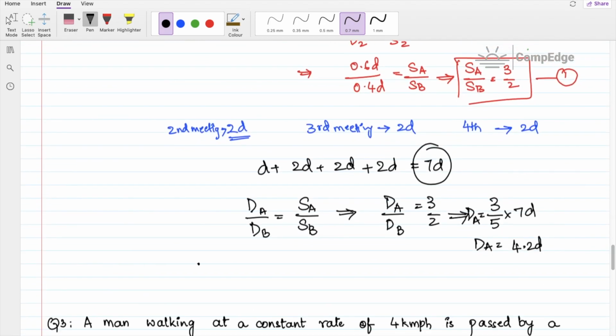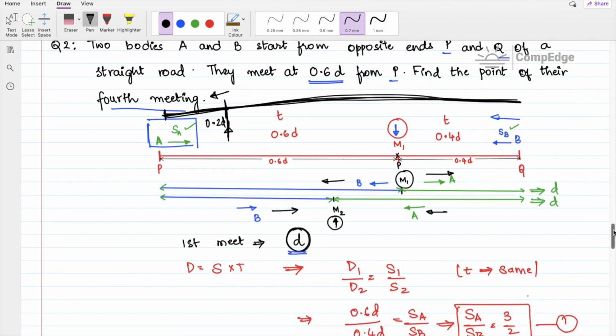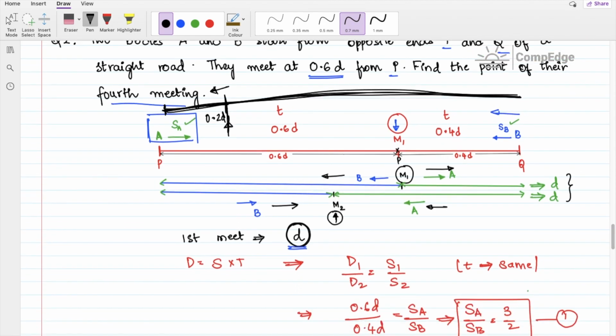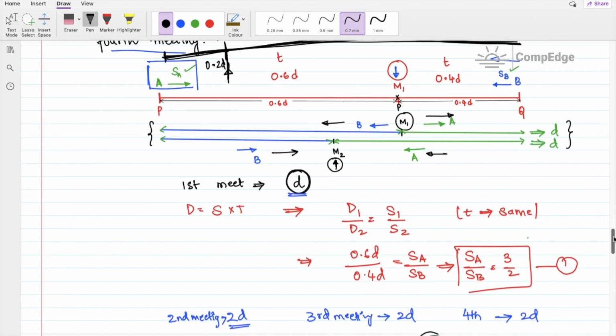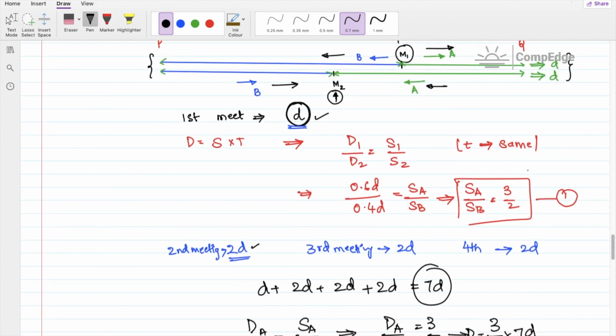Fourth meeting would be at 0.2d from the point P, right? So this would be where the objects would meet for the fourth time. So this becomes very important, where you have to deduce this fact, that from the second meeting up to the nth meeting, they will cover a distance of 2d before every meeting. So initially they will cover a distance of d, and after that they will start covering a distance of 2d before every meeting. So this is the crucial step of the problem.